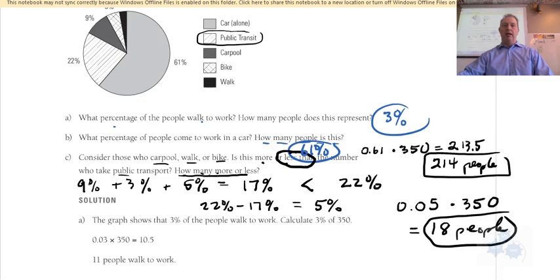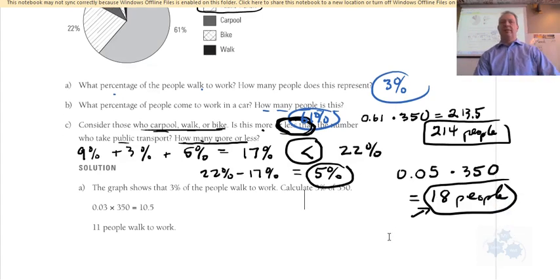Okay? So for C, it's less than, okay, that grouping is less than public transit. And by how many more or less? Well, let's move that into people, from percentage to people, and we'll say that as well. Okay, so less than, and 5% difference, which is 18 people. Okay, you okay with that? You guys understand how to get from one to the other there?